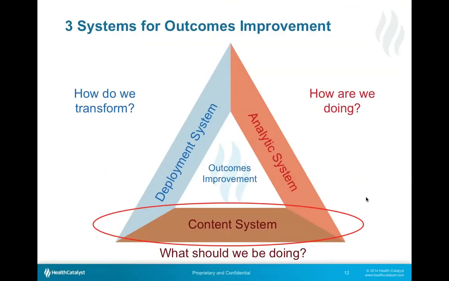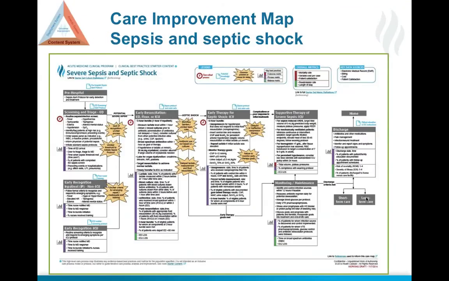Again, what should we be doing? So this is an example of a care improvement map for sepsis. And you can see on this map it contains the major processes included in delivering safe care for sepsis patients. And it also includes potential areas for problems. You see those storm clouds. Each of those identifies a potential problem area. And then below each of the main boxes there are metrics that are important to understand for that particular step in the process.